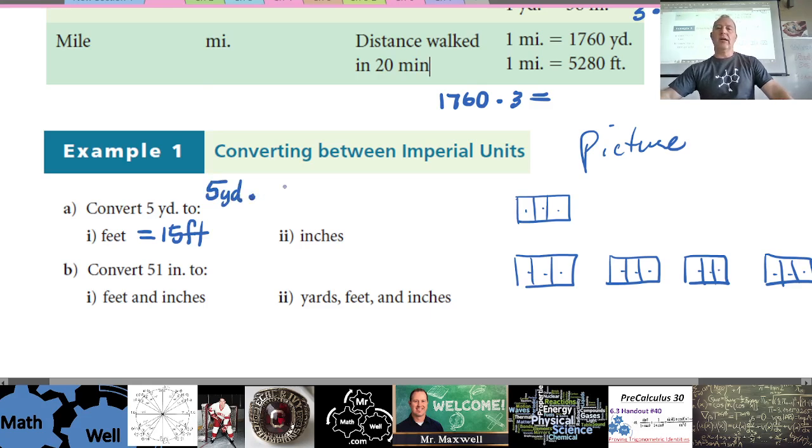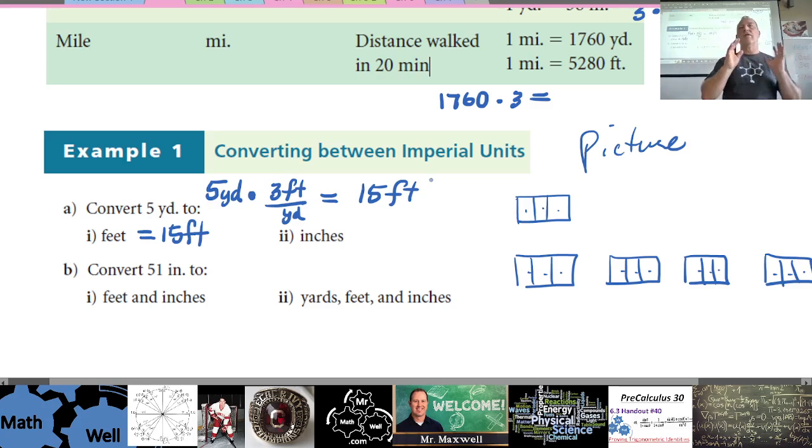Sorry, I froze it. 5 yards, if you multiply that by 3 feet for every yard, then you would get 5 times 3 is 15 feet.